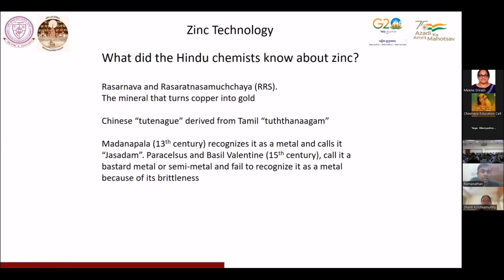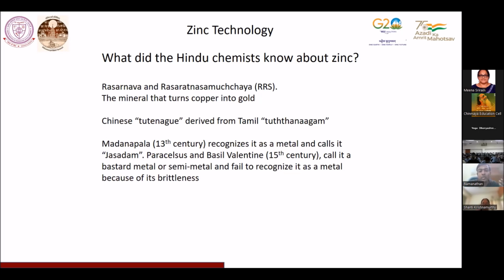Now, if you look at the terminologies, the name in Malayalam and Tamil today is Tuttanagam, and in Chinese it is referred to as Tuttanag. In Sanskrit literature, it is also called Tuttha. Besides Tuttha, it is called Yashada. Yashada becomes Jashada, and Jashada in northern India today is called Jasta. So, Yasham Dadati iti Yashada.